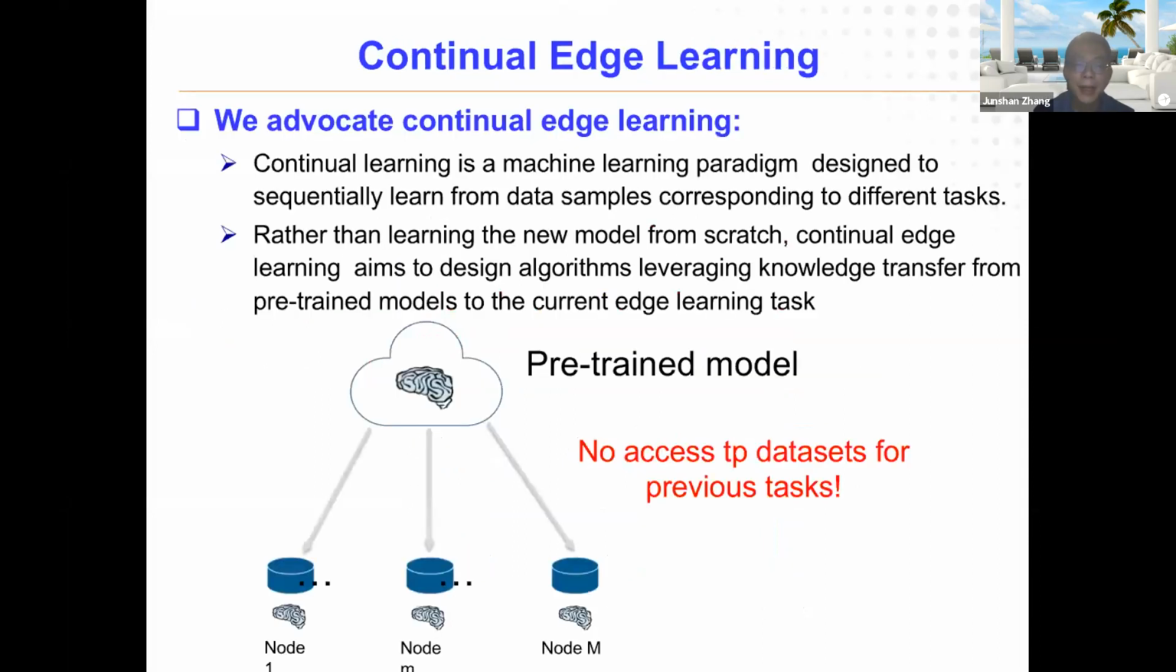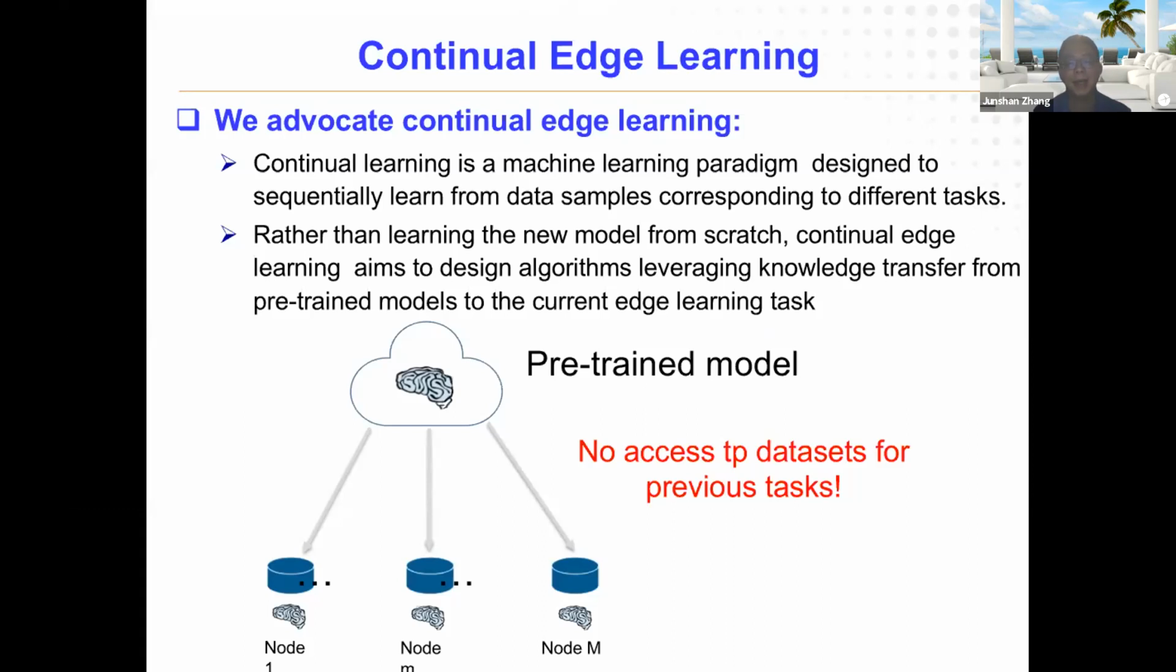We believe continual edge learning is a very promising approach to tackle these challenges. So what is continual edge learning? It is basically continual learning used at the network edge. Let me elaborate. Continual learning is sometimes also called continual lifetime learning. It's a machine learning paradigm designed to sequentially learn from data samples corresponding to different tasks. Tasks arrive in a sequential manner. You learn one task and then continue to learn across tasks in a sequential manner. Intuitively, it makes sense, right?